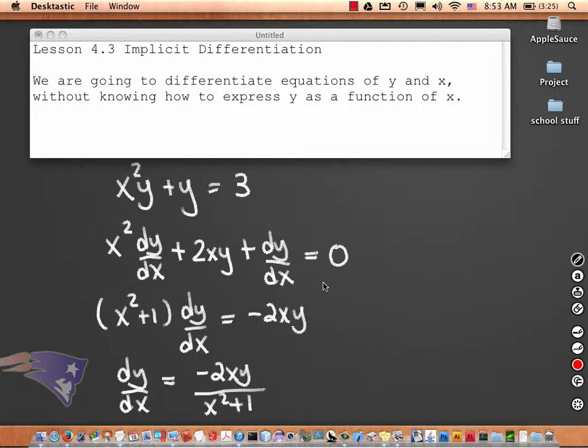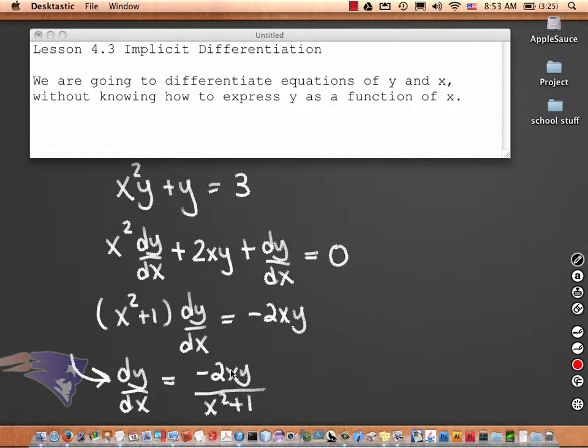Okay? And I want you to know, good morning. I want you to know that we have not invented a new differentiation here. This is the same derivative that we've been doing before. This is still the slope of the tangent line at the point x, but the difference here is that we didn't know y as a function of x.